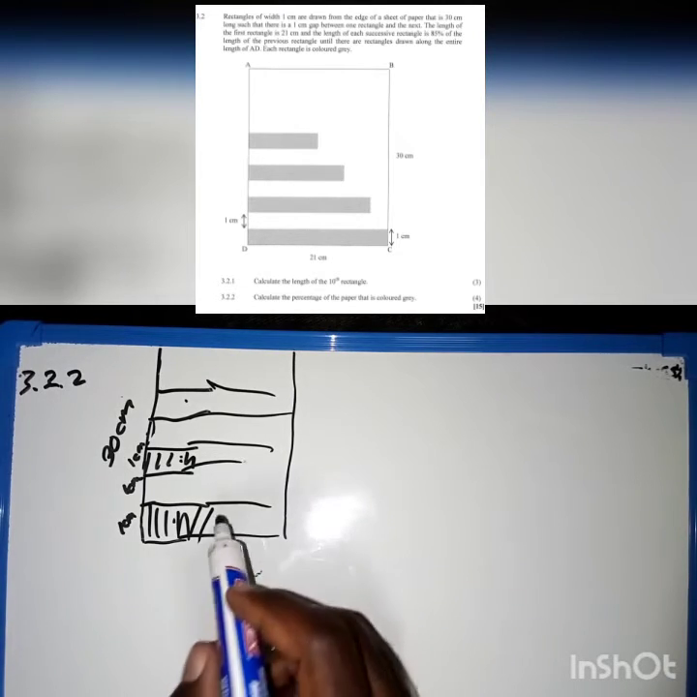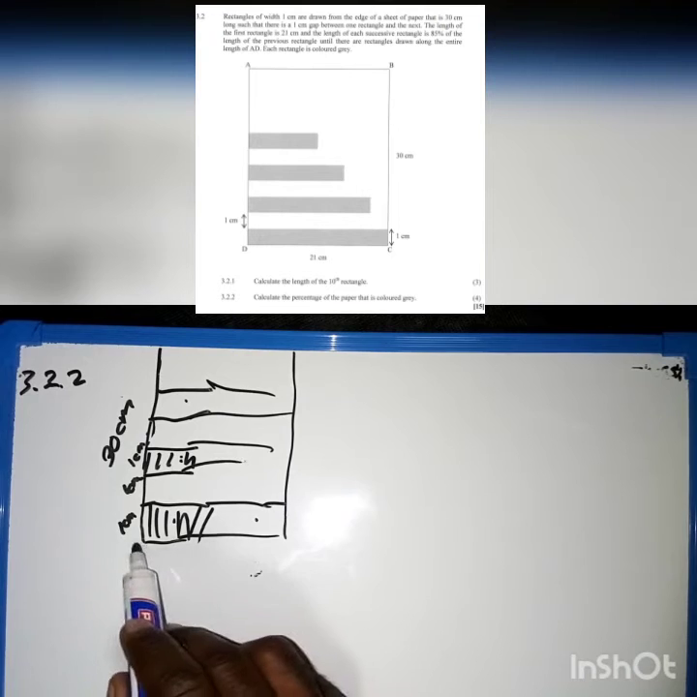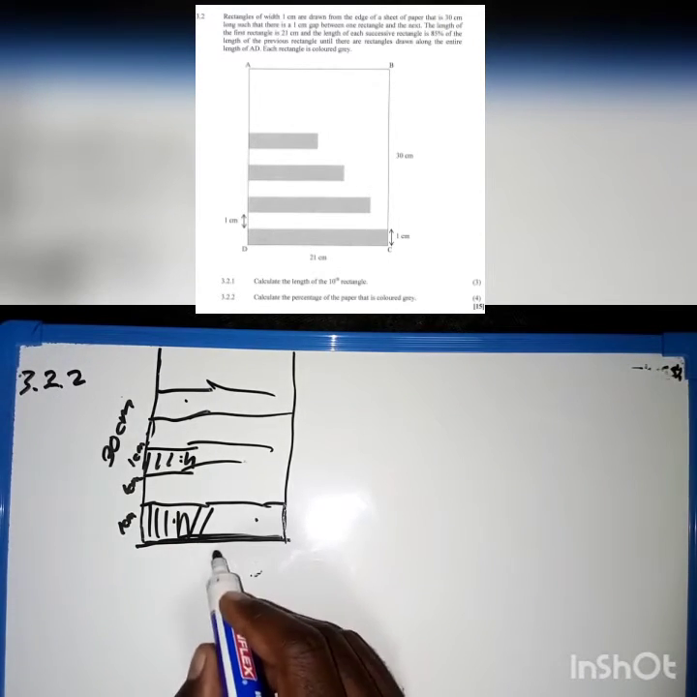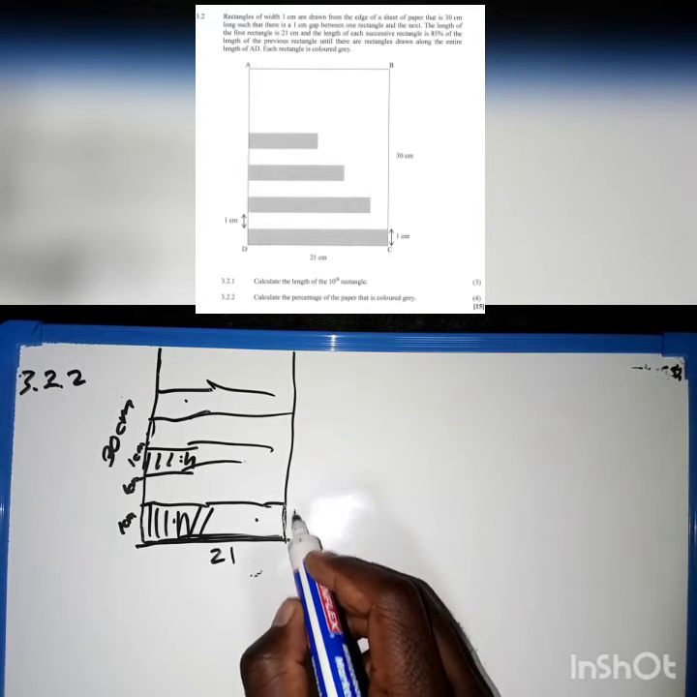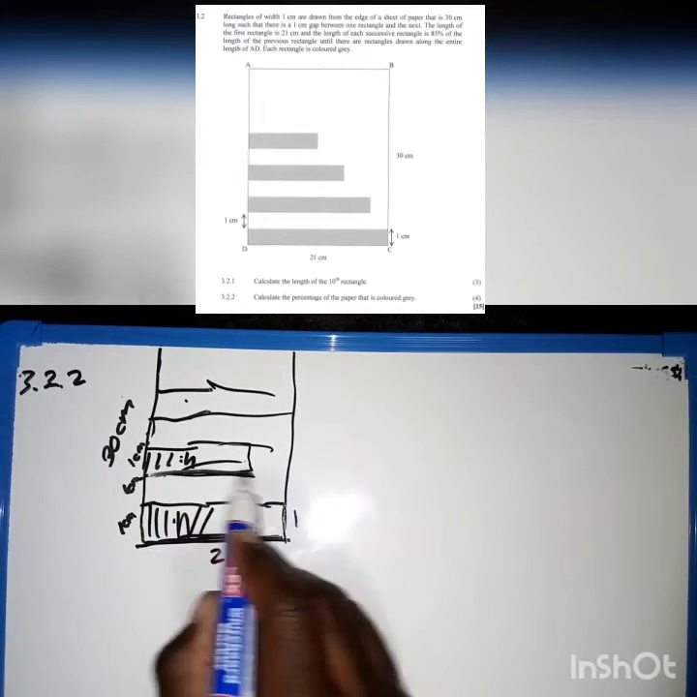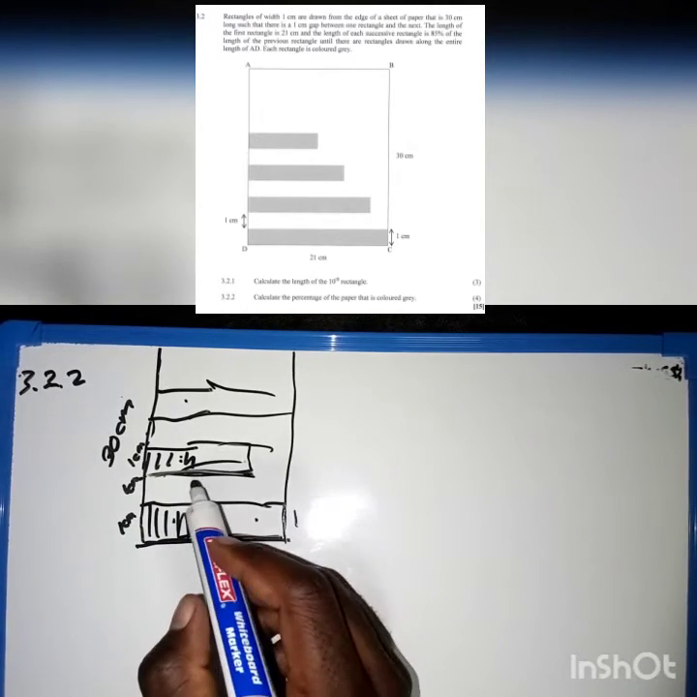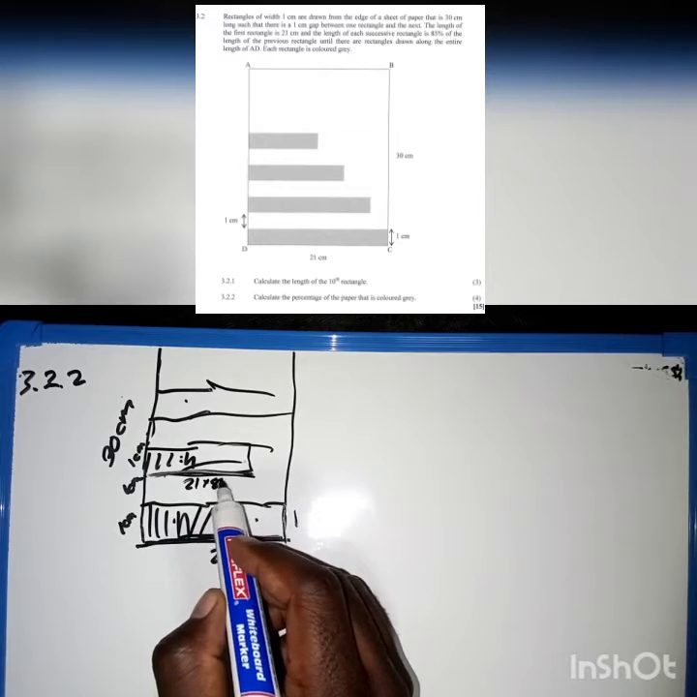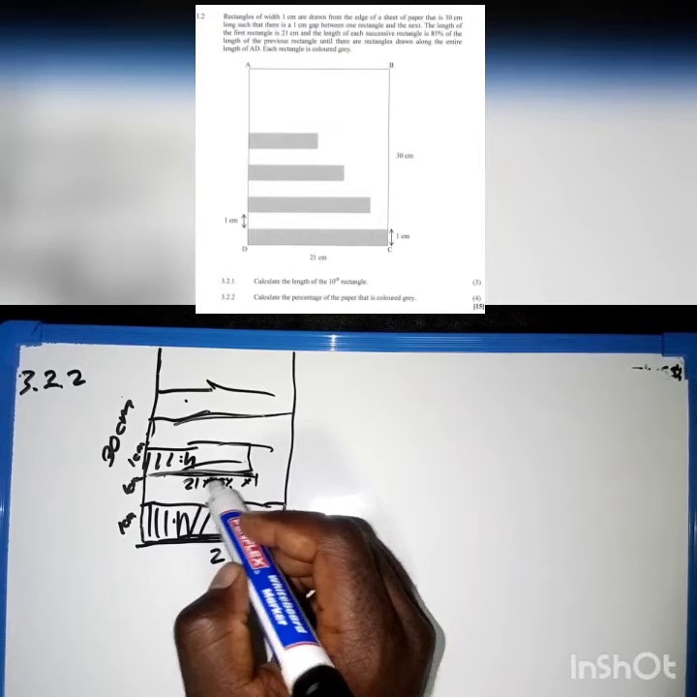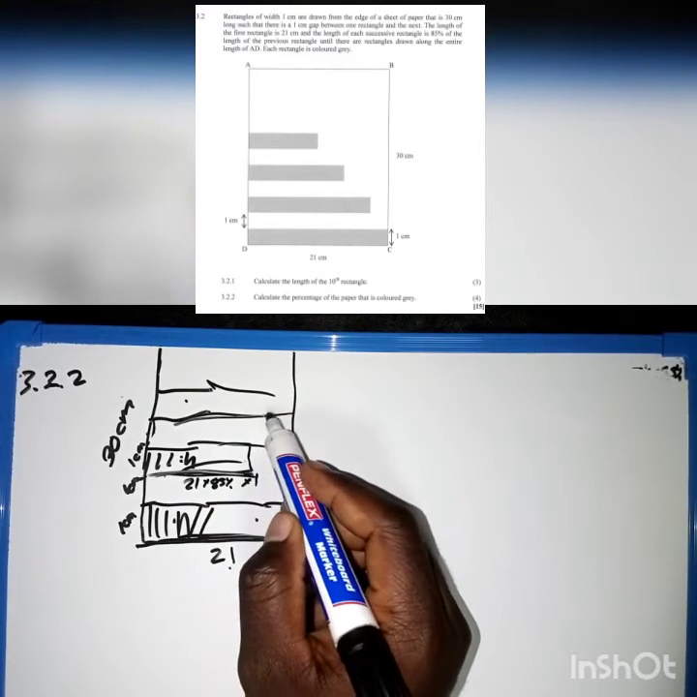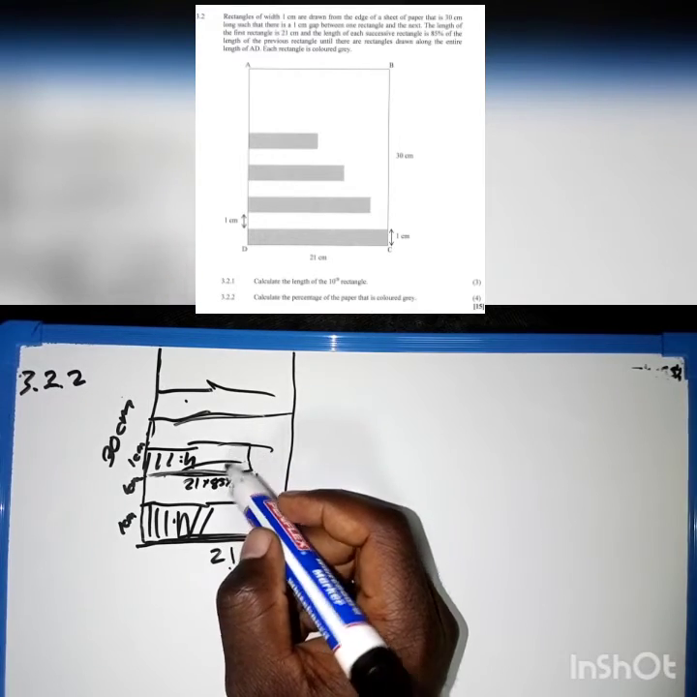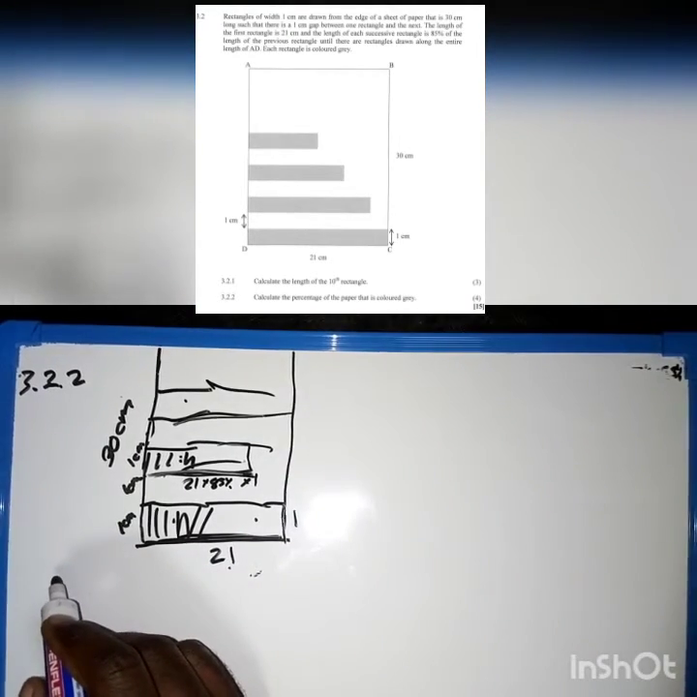The area of this block is length times width. Here we've got 21, and this will be 1. Then here it's 85%. This length here will be 85% of 21. So it will be 21 times 85% times 1. And then this one will be 21 times 85% times 85% times 1, and so on. So basically, this forms a pattern as well.